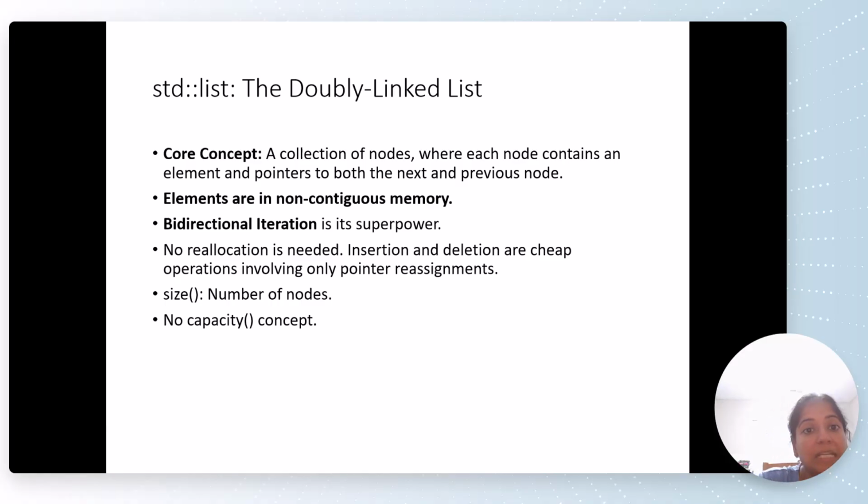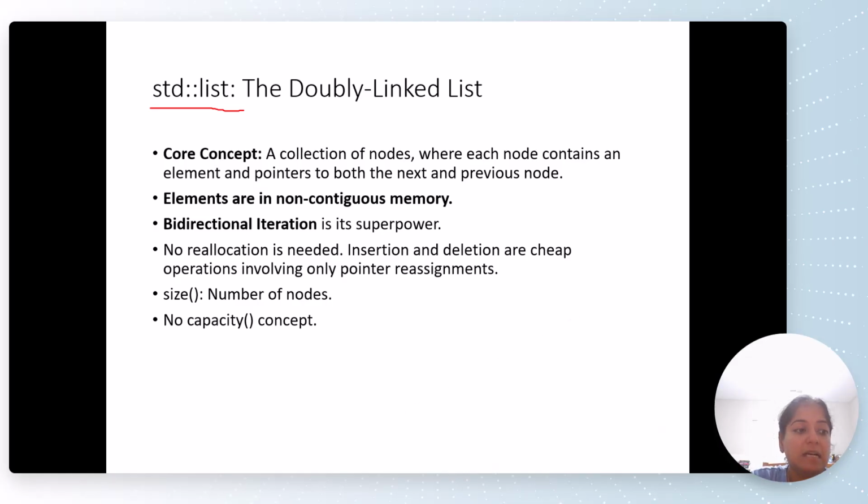Then we talk about the list. std::list basically is a collection of nodes where each node contains an element and pointers to both the next and previous element.